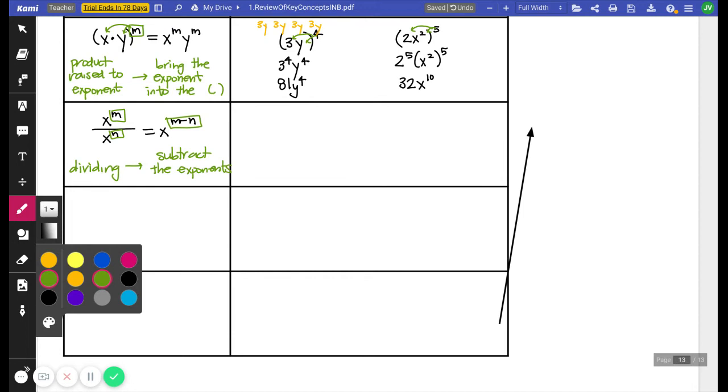Okay? Let's look at an example. Let's say I have x to the third over x to the second. X to the 3 minus 2 is just x to the 1.